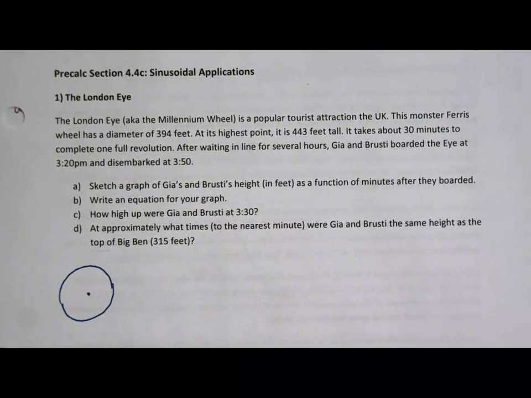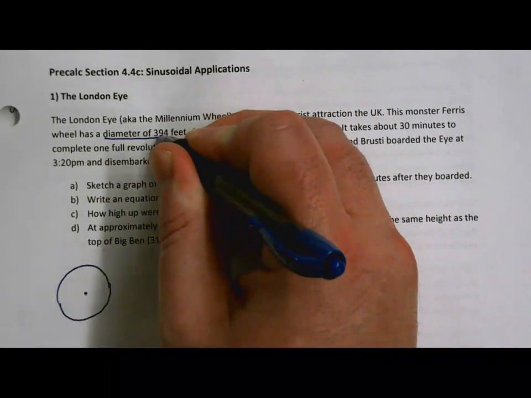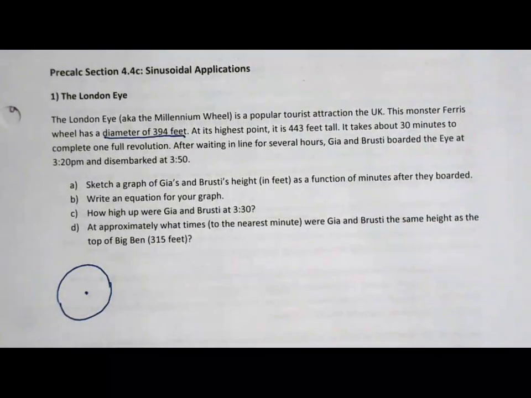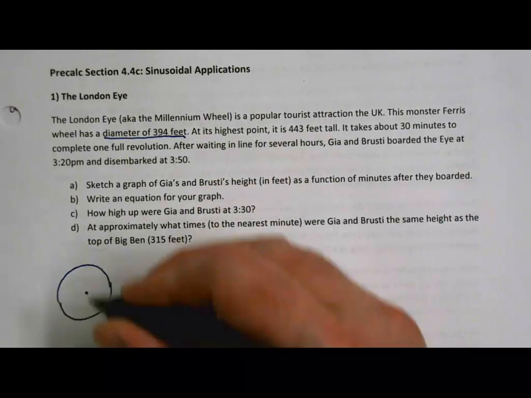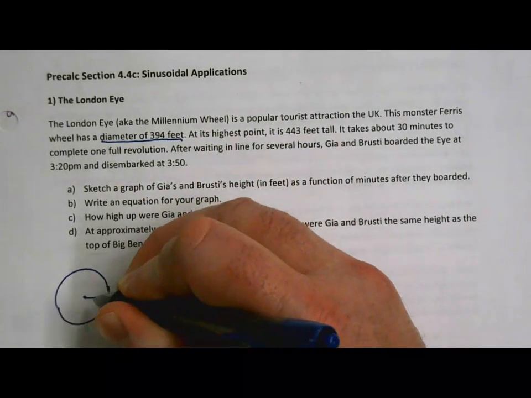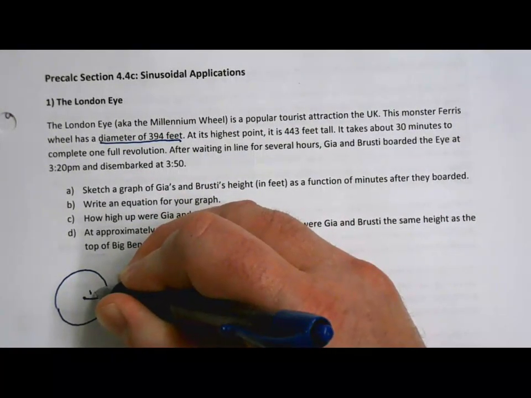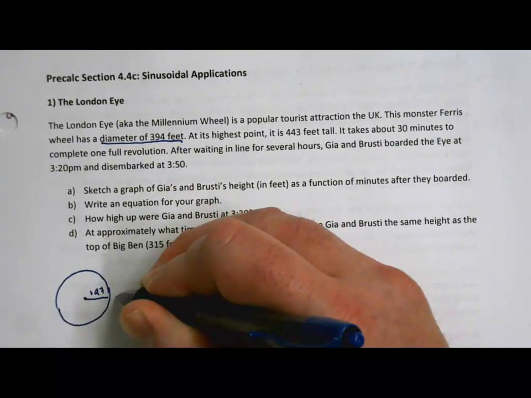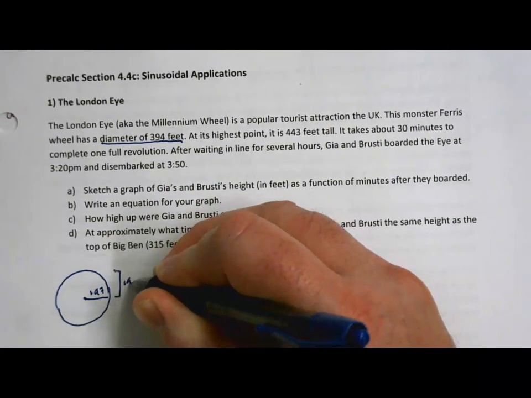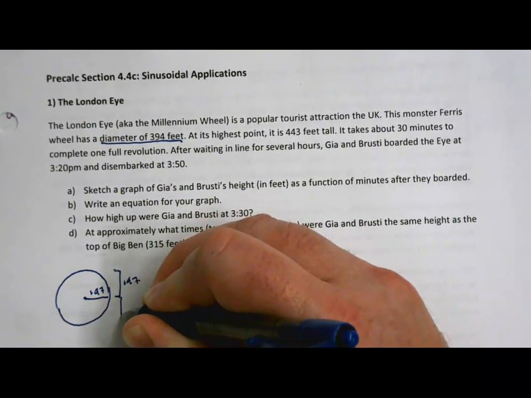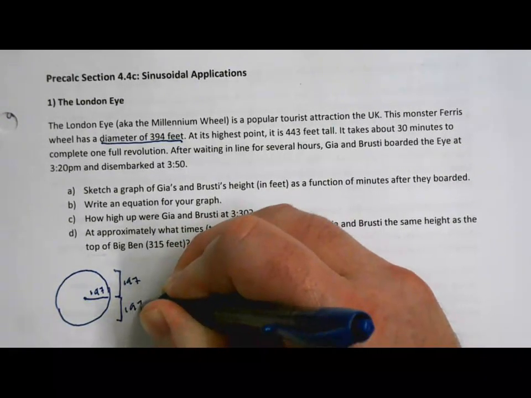I love that you're already thinking about amplitude, and I love that you focused on the diameter, but I heard a couple of people already thinking about radius instead. So what does the radius end up being? 197, which means from here to here is 197, and from here to here is 197. Agreed?